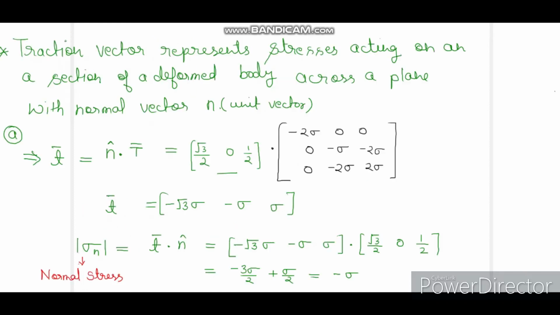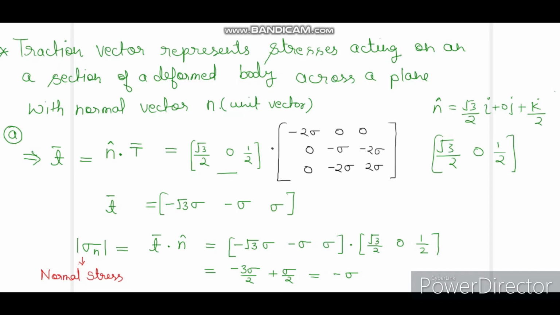Simply by taking the dot product of the normal vector and the tensor. We have n equals √3/2 i plus 0 j plus k/2. So we can represent it as a row matrix like √3/2, 0 and 1/2. It is the row matrix, this is 1×3, and this is the 3×3 matrix. So by multiplying these two matrices, we will find the traction vector.